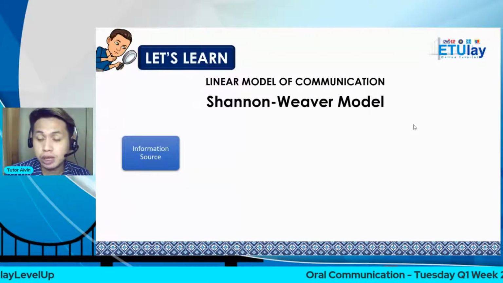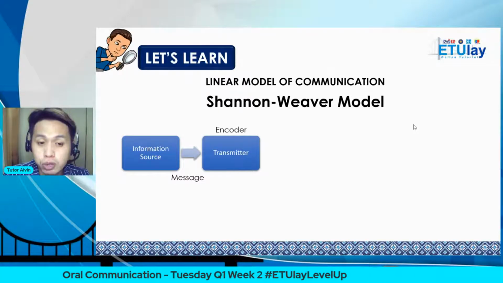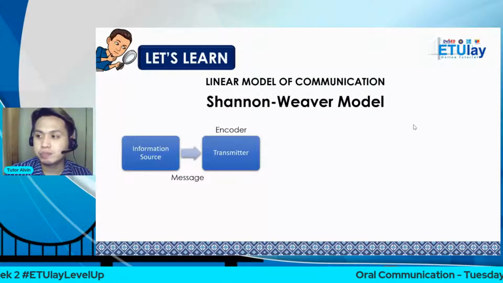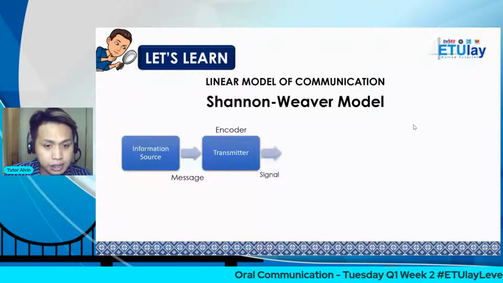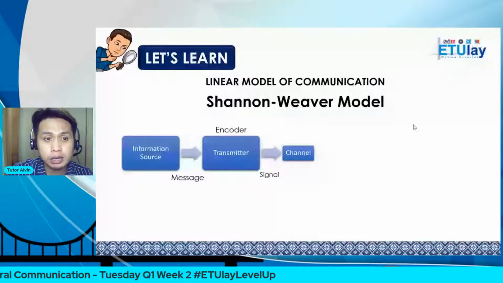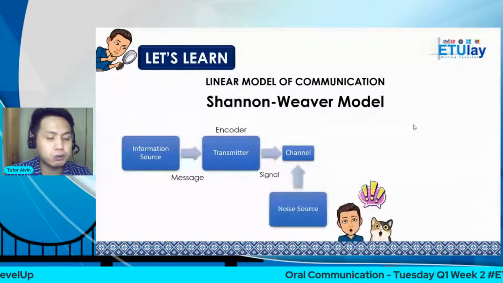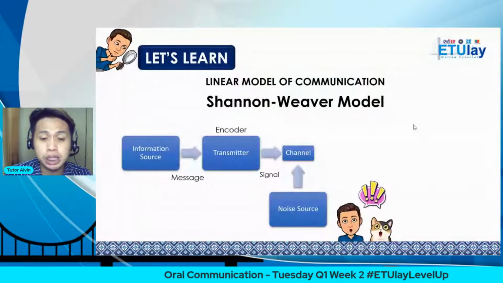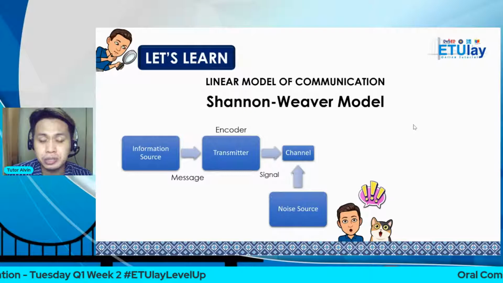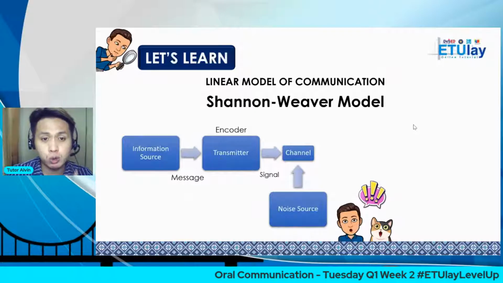First, we begin with the information source or the sender, and after that the message will be sent to the encoder, also the sender, who will encode the message, and the signal will be sent to a channel. Of course, remember channel as the means or way on how we can send a message. But we must be careful because the noise source could interrupt or interfere with the transmission of the message from the source to the destination. That's why be very careful and watchful of the possible barrier, specifically the noise source.